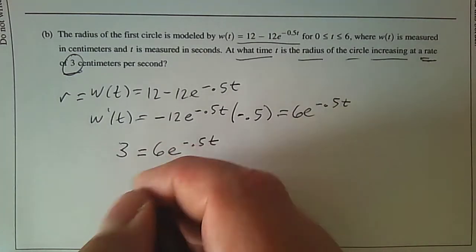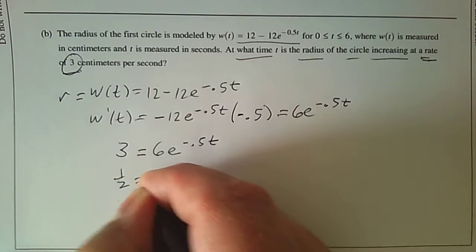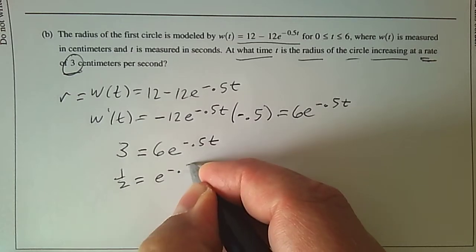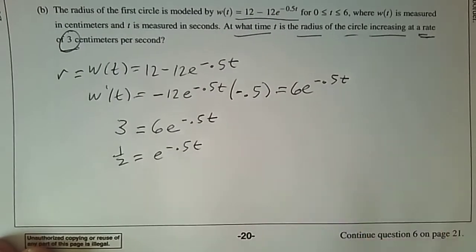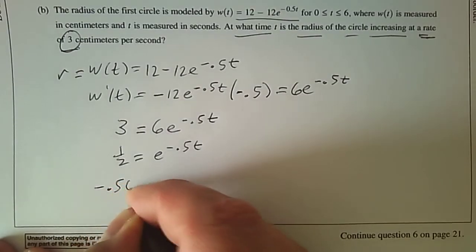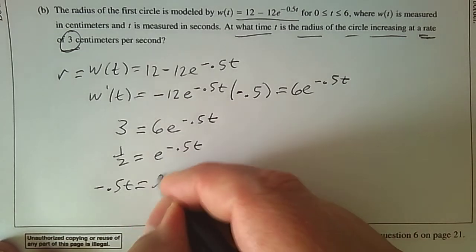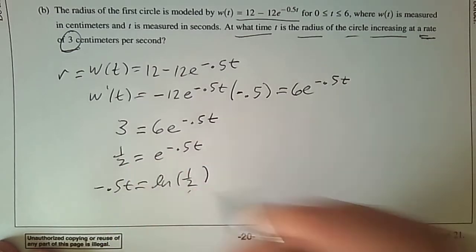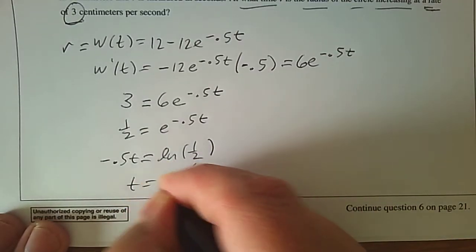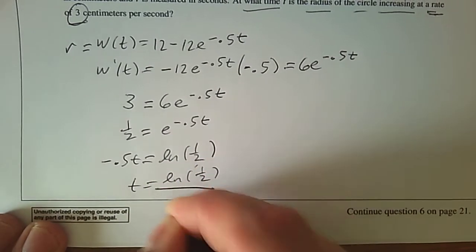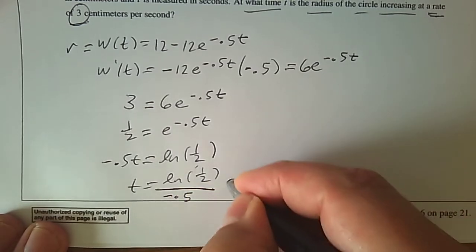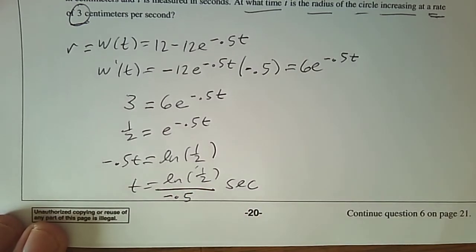To solve for t here, you would divide by 6. 3 divided by 6 is a half. You would write it as a logarithm. To do that, you write down the exponent. The logarithm basically is ln, and what goes inside is 1/2. And then the last step would just be to divide. So it's ln 1/2 divided by negative 0.5, and that answer is in seconds. And that's a great answer. You don't have to change that answer at all.